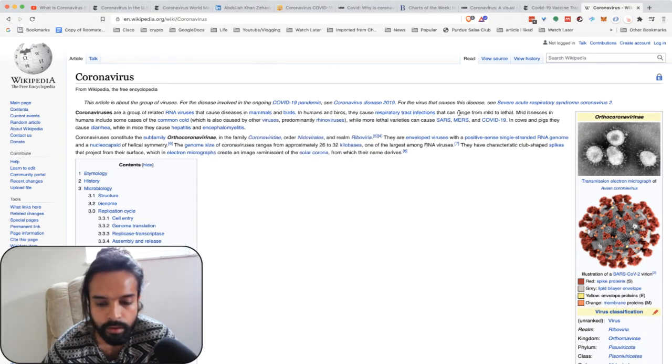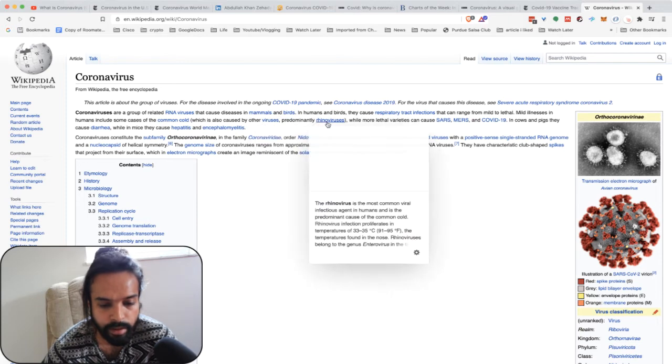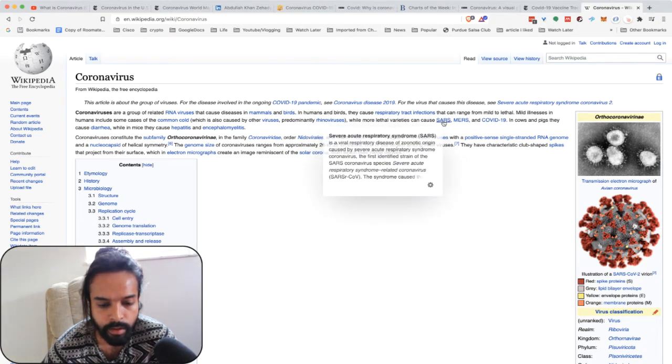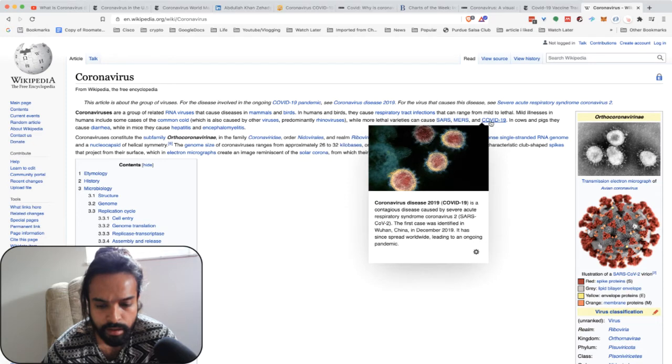So mild illnesses in humans include some causes of the common cold, which is also caused by other viruses, predominantly rhinoviruses. Rhinoviruses look like that, while more lethal viruses can cause SARS. So SARS is basically severe acute respiratory syndrome. It is a viral respiratory disease of zoonotic origin caused by severe acute respiratory syndrome coronavirus. SARS, MERS, COVID-19. And you see COVID-19 under the microscope.